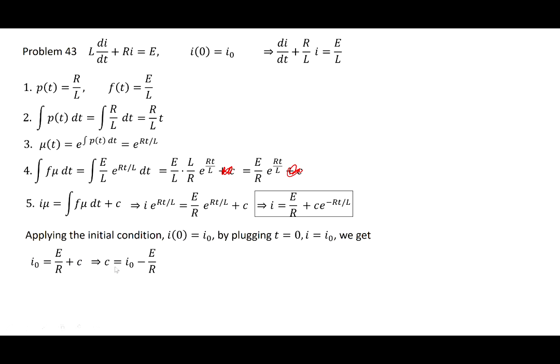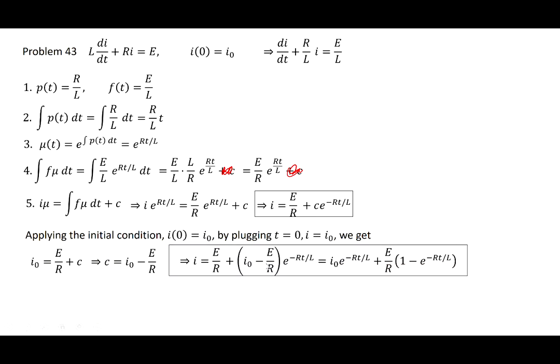Now go back and plug the exact value of c into this equation again. So we get I equals all of this stuff. Right? Is that what Americans call clear as mud?